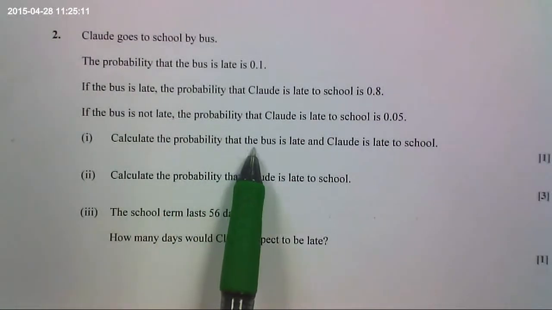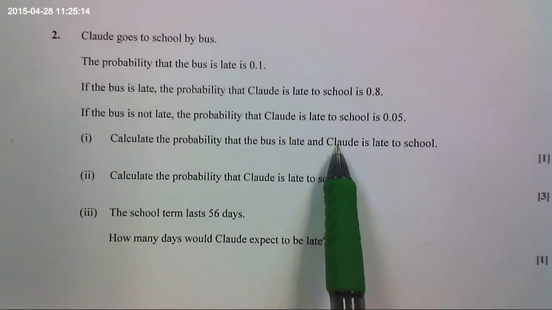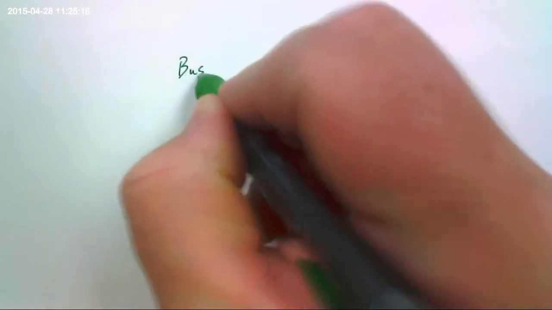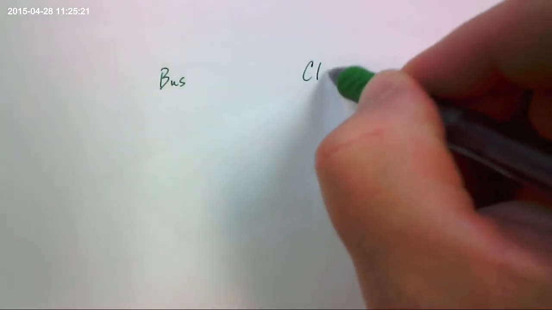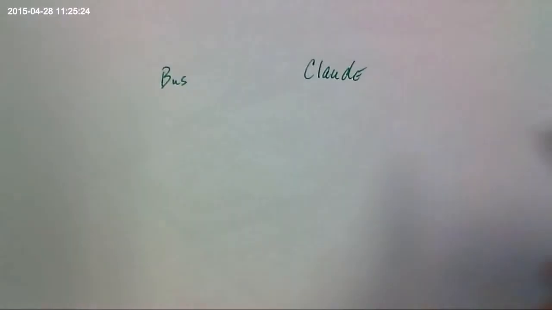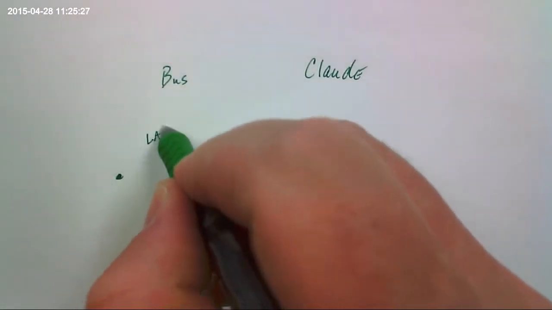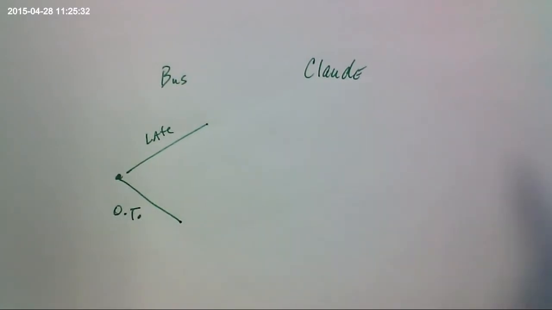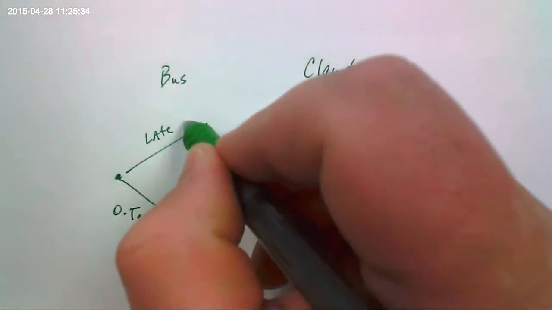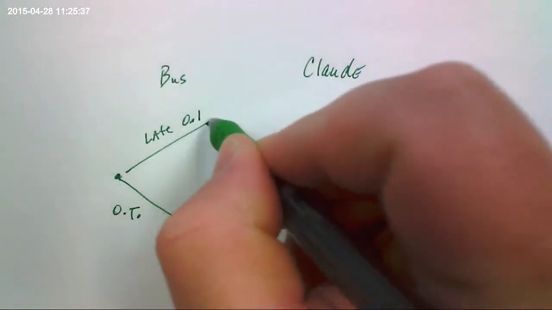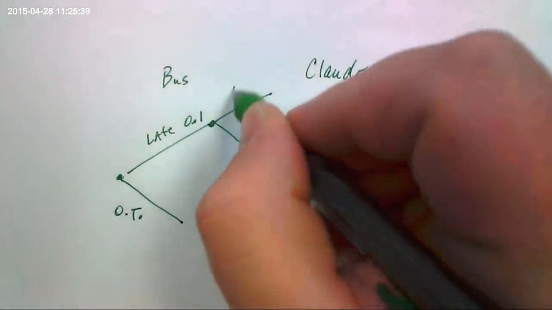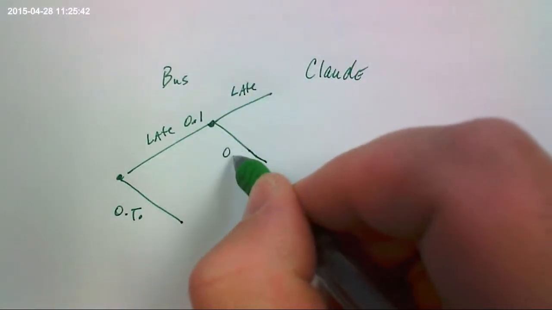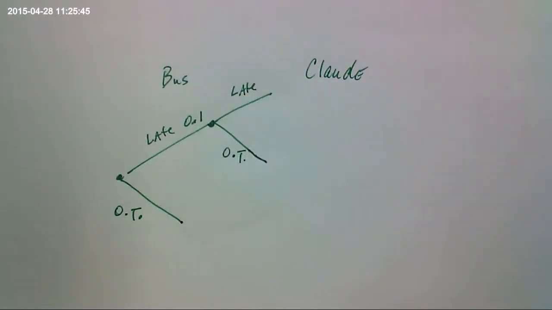So the first part says calculate the probability that the bus is late and that Claude is late. So I'm going to draw a tree diagram for this, okay? So we've got the bus, we've got Claude. So let's see here. Bus is late, the bus is on time. So it told me that the bus is late has a probability of 0.1. Now, Claude could be late, or he could be on time. It tells me that the probability that Claude is late is 0.8.